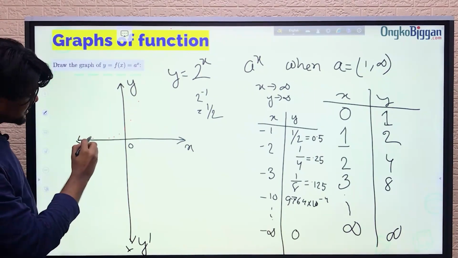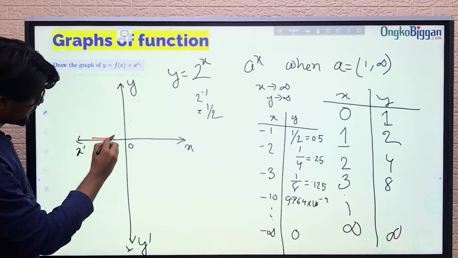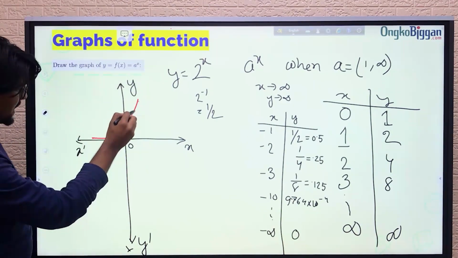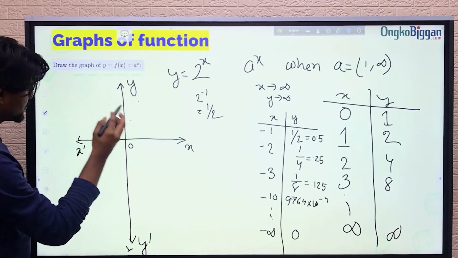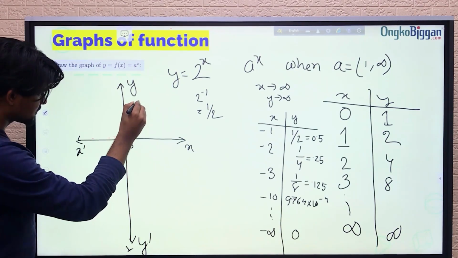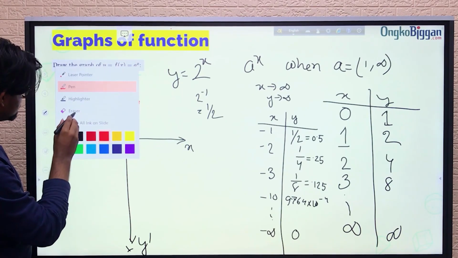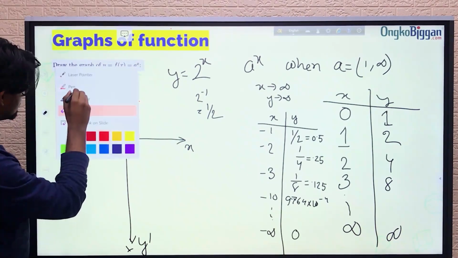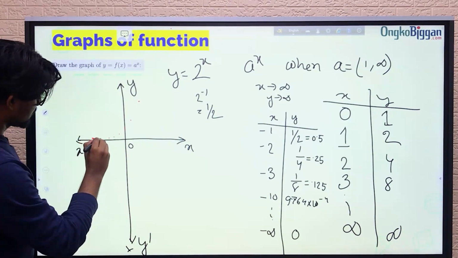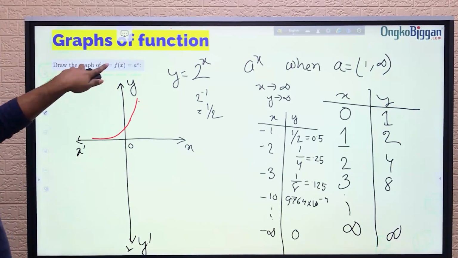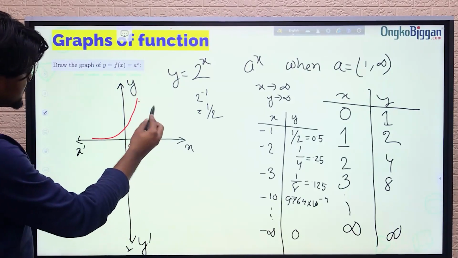If I join these points, see what will happen. Sorry, the line wasn't that beautiful, so I'm going to try to draw it again. Starting from here, basically this is the actual graph. This is how the graph of a to the power of x will look.